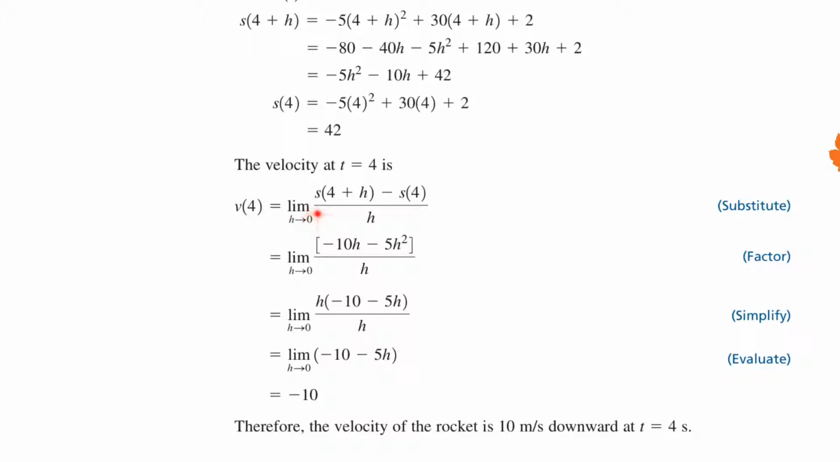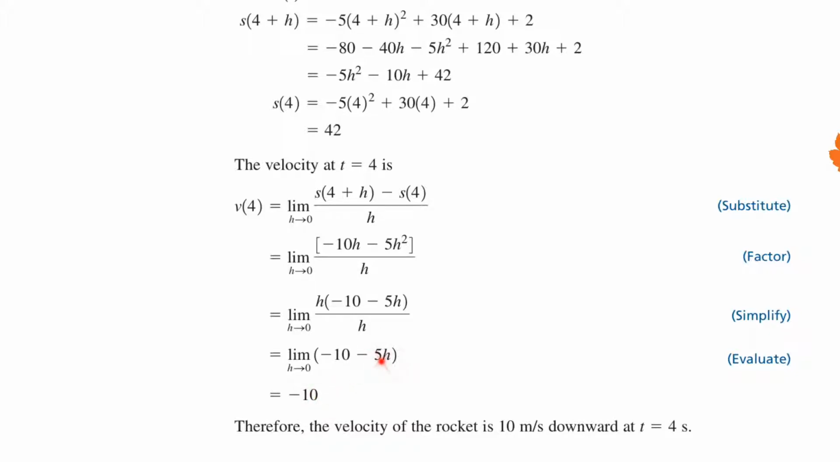The velocity at 4 is the limit of the average velocity at 4, which is the limit of negative 10h minus 5h squared over h as h approaches 0. This can be simplified as negative 10 minus 5h. Therefore, the velocity at 4 is the limit of negative 10 minus 5h as h approaches 0. And this limit is negative 10.